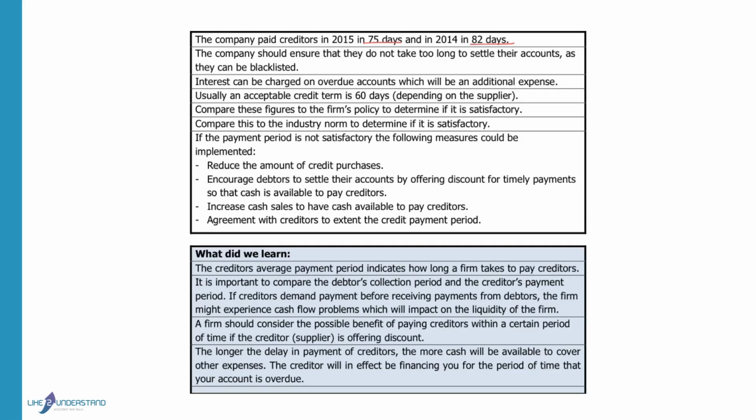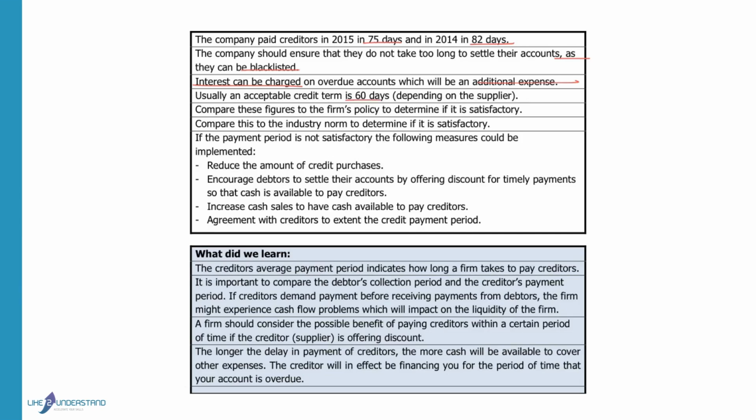The company should ensure that they don't take too long to settle their accounts, as they can be blacklisted. So it's very important to determine what your credit terms are so that you comply with those terms. Interest can be charged on overdue accounts, so it means the creditors can charge us interest that will cause additional expenses and decrease the profit. Usually, an acceptable credit term is 60 days, depending on the supplier.